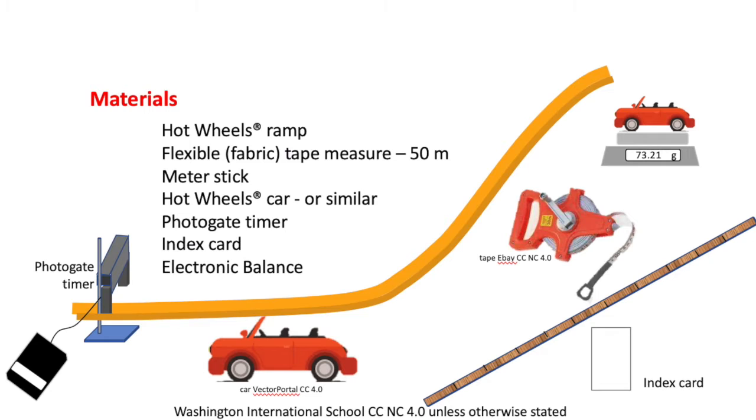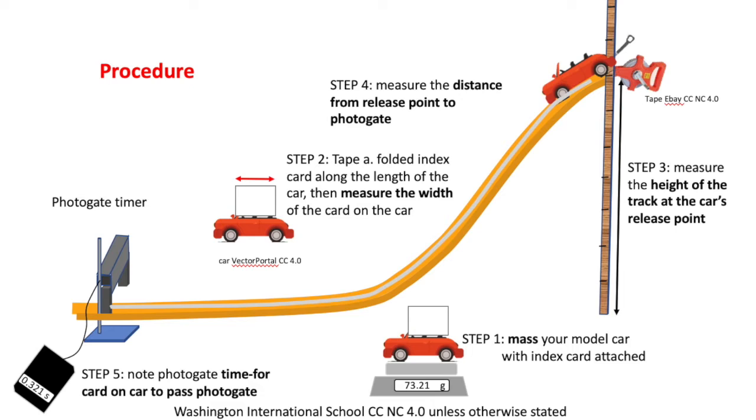And so we're going on to a Hot Wheels lab. We've got a Hot Wheels ramp, a Hot Wheels car or similar, and you'll need a flexible measuring tape long enough to measure the track, a meter stick, a photo gate timer, an index card, because the photo gate is taller than the car and you can put the card there and measure its width pretty accurately, and an electronic balance.